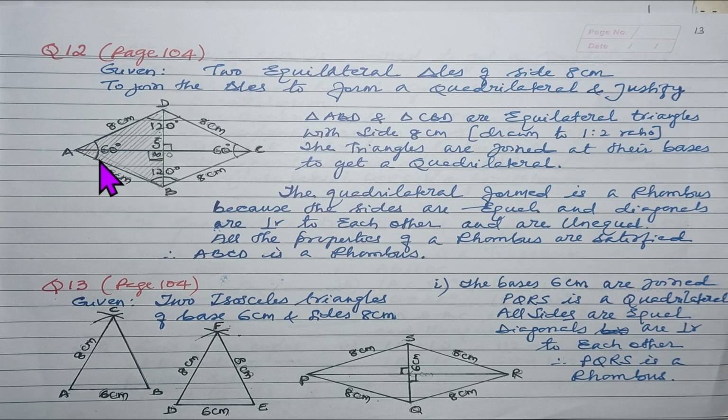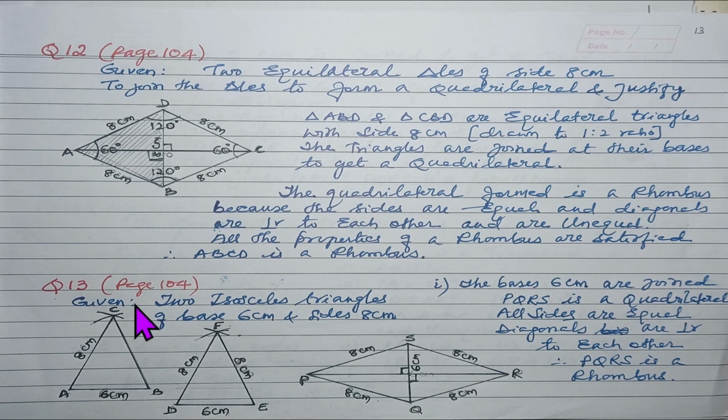Now angle A is 60 degrees, angle ADB is 60, and angle ABD is also 60. Similarly angle BCD is 60, angle CDB is 60, and CBD is also 60. Therefore angle A is 60 degrees, angle C is 60 degrees, angle ABC is 120, and angle ADC is also 120 degrees, and all the sides are equal to 8 centimeters. That means we have a quadrilateral in which all the sides are equal, opposite angles are equal, the diagonals bisect each other, and therefore it is 100% a rhombus, and there is no doubt about that.